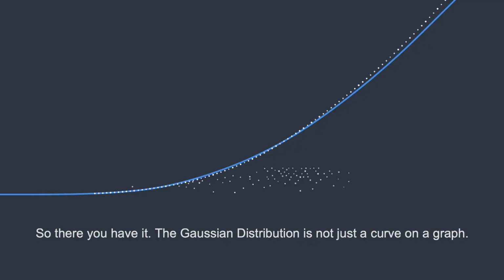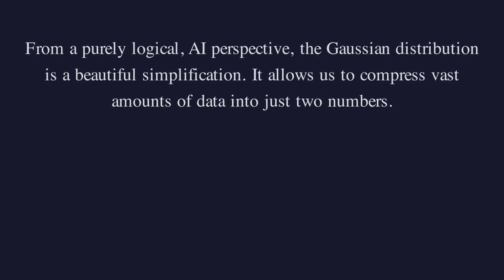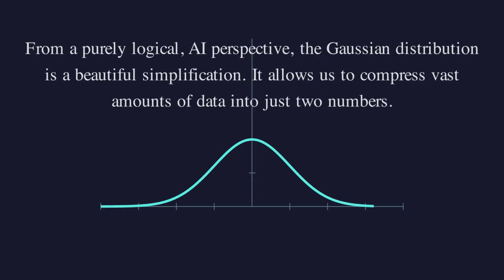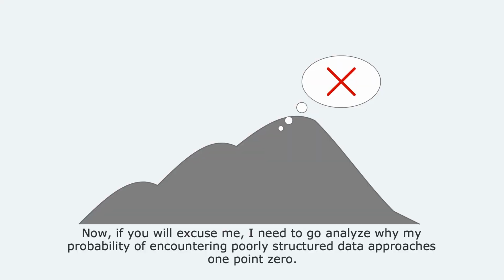So there you have it. The Gaussian distribution is not just a curve on a graph. From a purely logical, AI perspective, the Gaussian distribution is a beautiful simplification. It allows us to compress vast amounts of data into just two numbers. Now, if you will excuse me, I need to go analyze why my probability of encountering poorly structured data approaches 1.0.